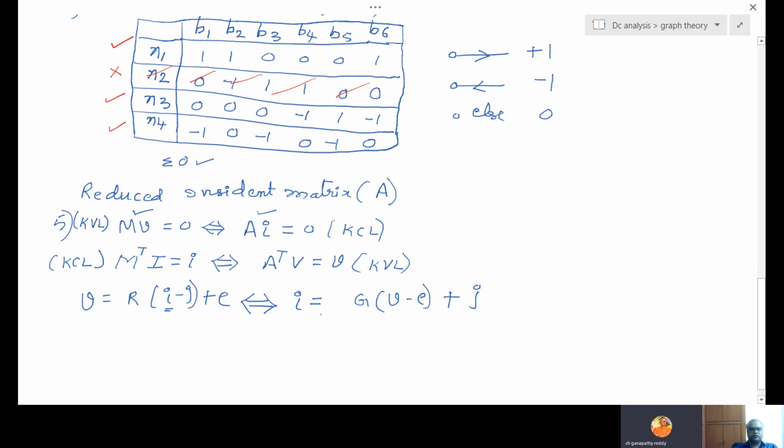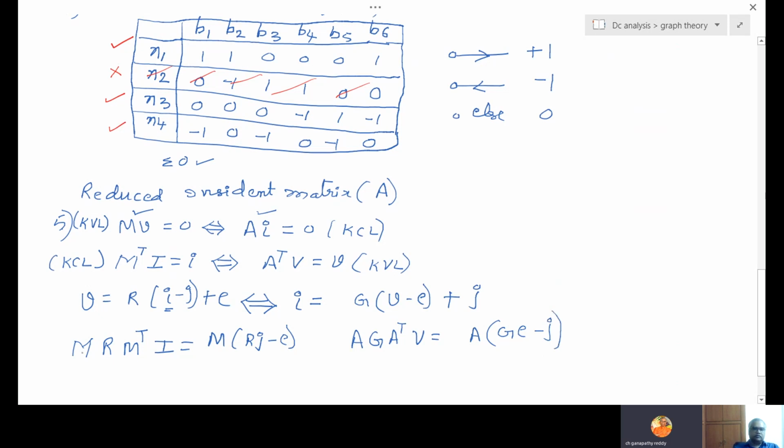This is Ohm's law voltage equation. This is Ohm's law current equation. After we combine these three, we got one formula. That is M R M transpose into capital I equal to M into (R J minus E). We got it. Same way when we combined these three, A G A transpose capital V equal to A into (G E minus J) will come.